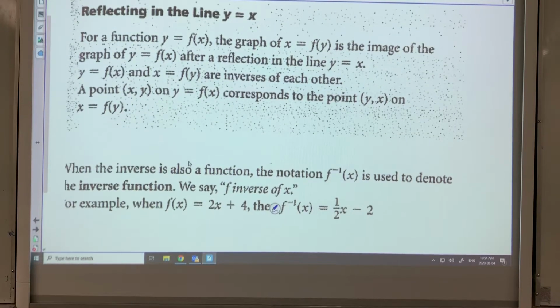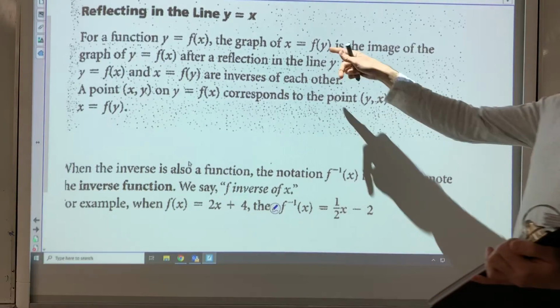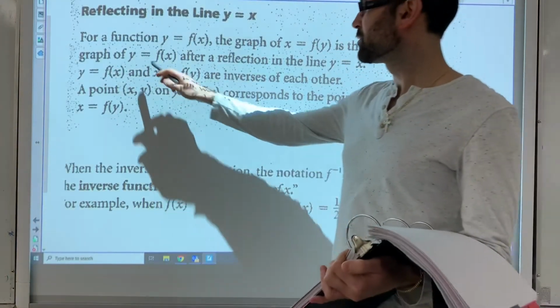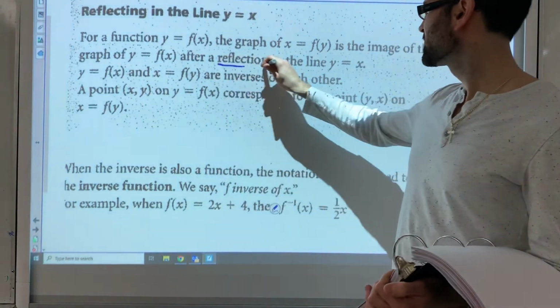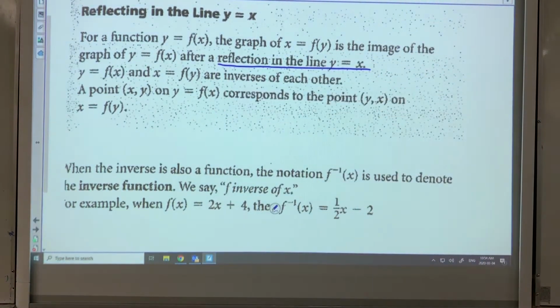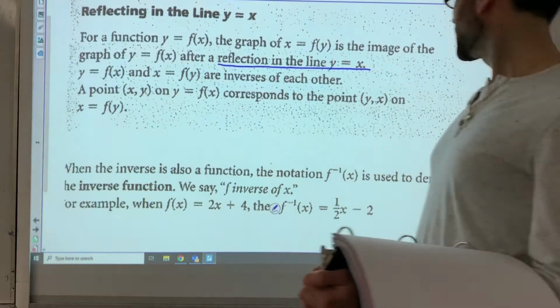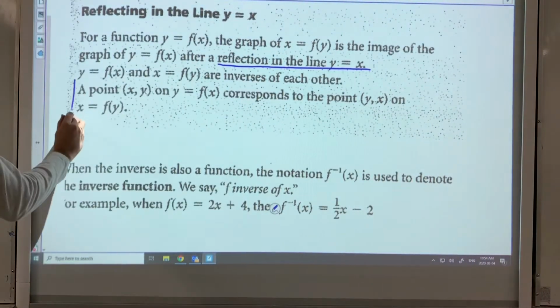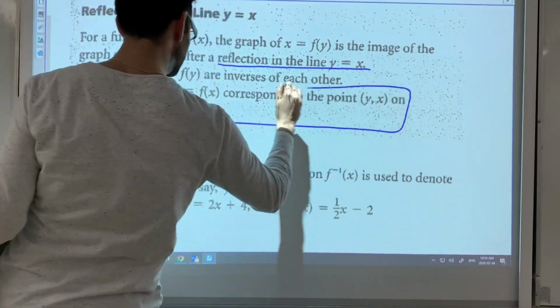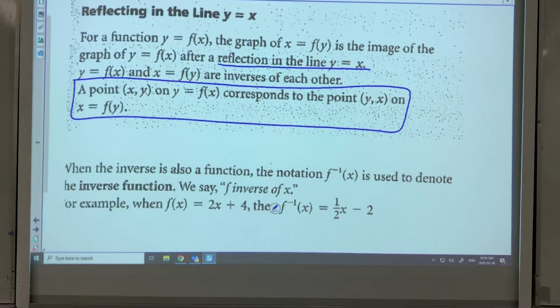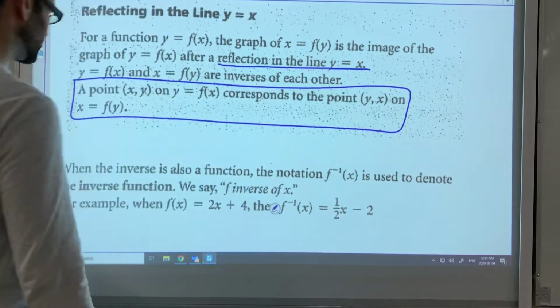So here it is. If you have a function f of x, the graph of x equal f of y is the image of the graph of y equal f of x after a reflection in the line y equal x. Okay? In other words, in maybe more plain English, I would maybe highlight this. A point x, y on the original function y equal f of x corresponds to y comma x.